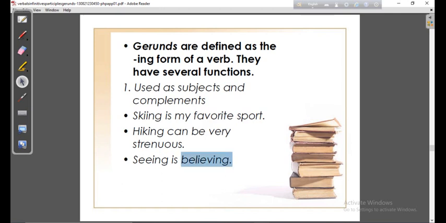Believe is the verb. Okay, it has taken ing, but it is not working as a verb here.